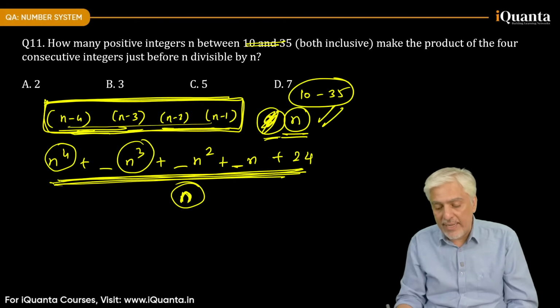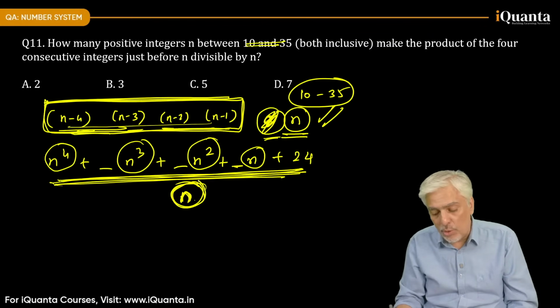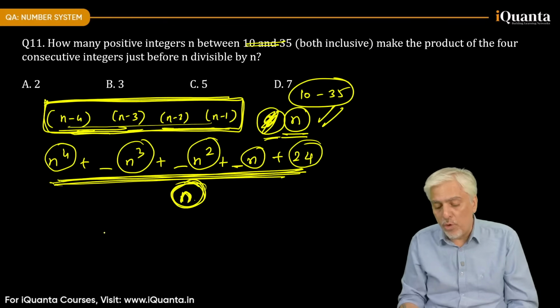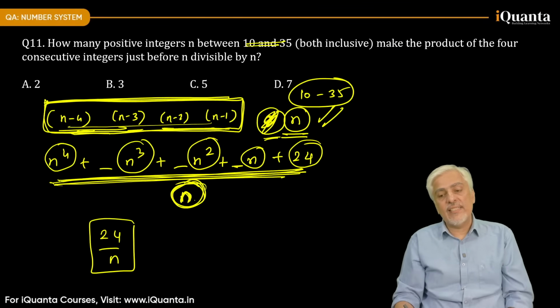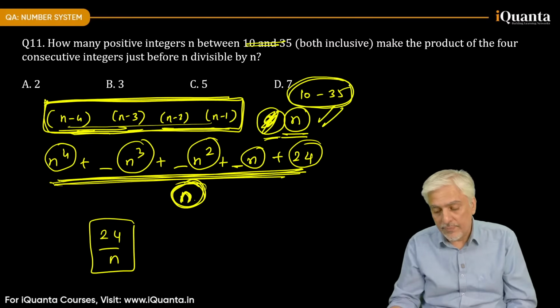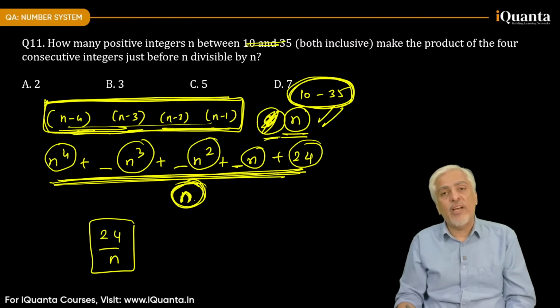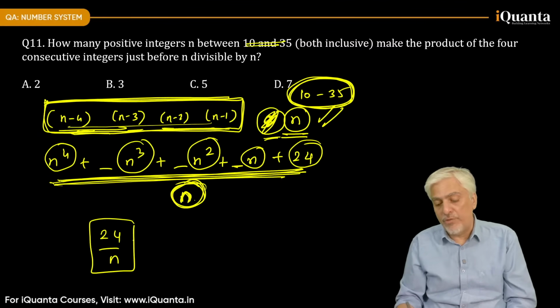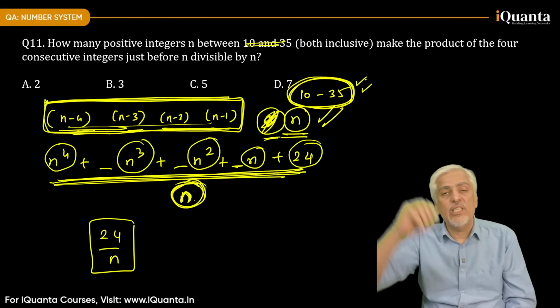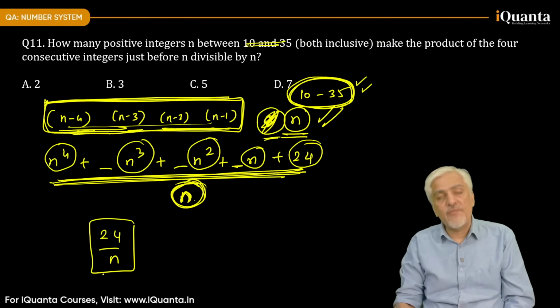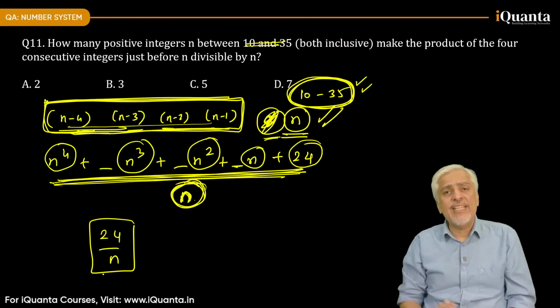N cube divided by n, no remainder. N square divided by n, no remainder. N divided by n, no remainder. Only 24 divided by n is the main part. Now that means, between 10 and 35, I have to look for only those numbers which are factors of 24. So between 10 and 35, which numbers are factors of 24? That's your answer. Now think a little bit and see if you have understood this.